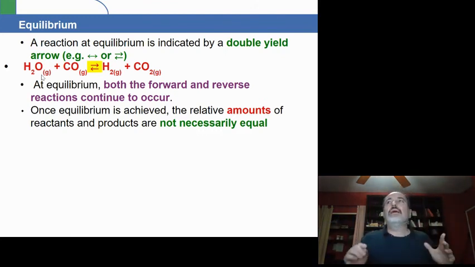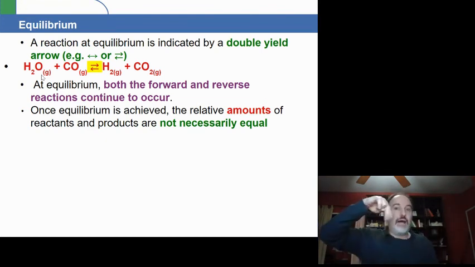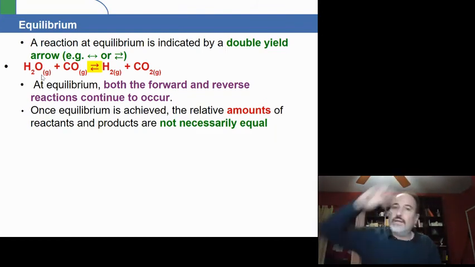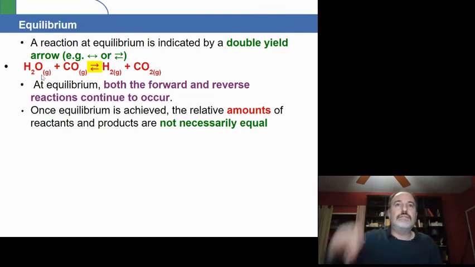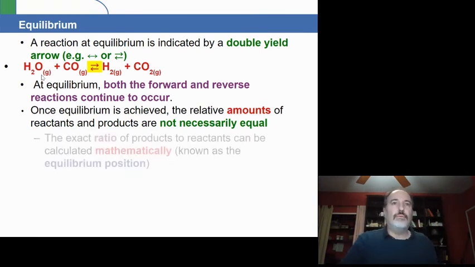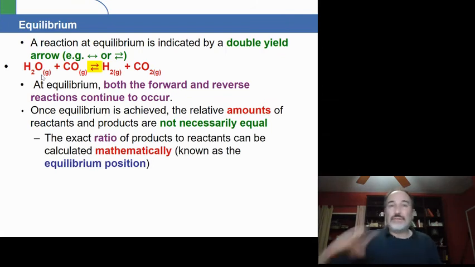All right. It doesn't necessarily mean that you have to have equal amounts. You could stop in the middle. You could stop near the top. You could stop near the bottom or anywhere in between. The relative amounts are not necessarily equal. Okay. It's the reaction rates that are equal. And that exact ratio of products to reactants can be calculated mathematically. Now, this is known as the equilibrium position.